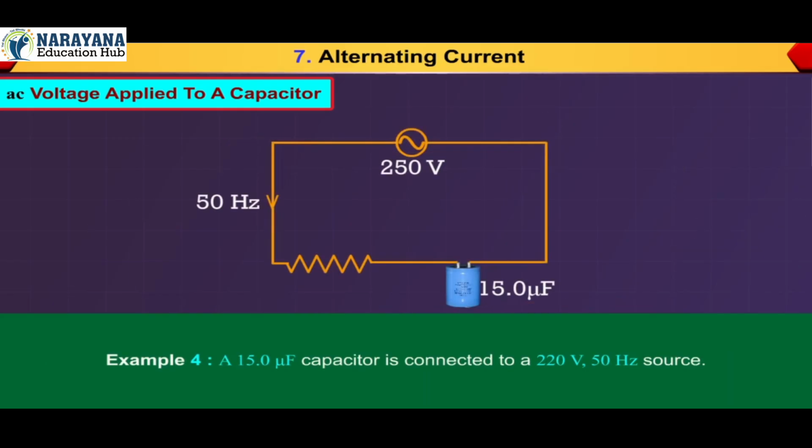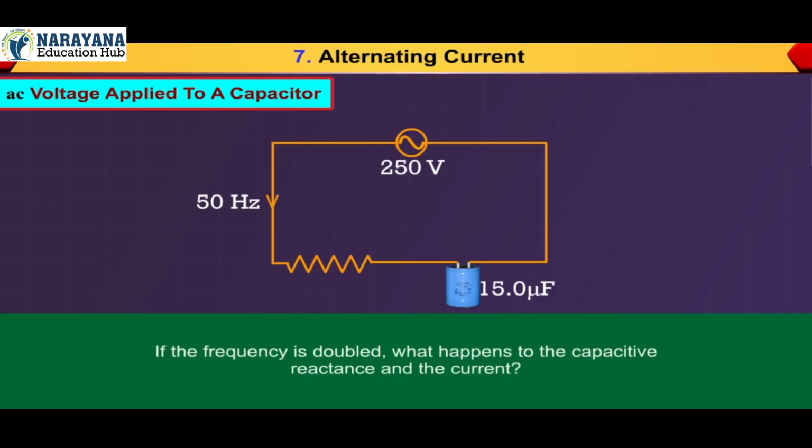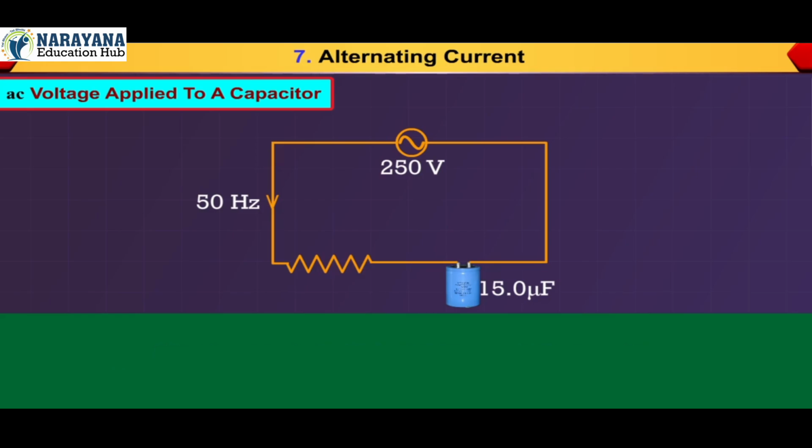Example 4. A 15.0 microfarad capacitor is connected to a 220 volt 50 Hz source. Find the capacitive reactance and the current, that is, root mean square and peak, in the circuit. If the frequency is doubled, what happens to the capacitive reactance and the current? Solution: the capacitive reactance is Xc = 1/2πνC = 1/(2π × 50 Hz × 15.0 × 10^-6 F) = 212 ohm.